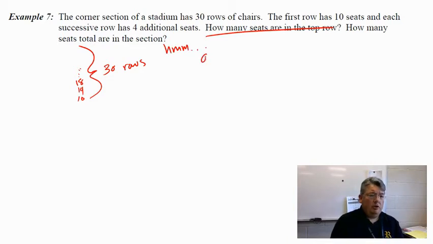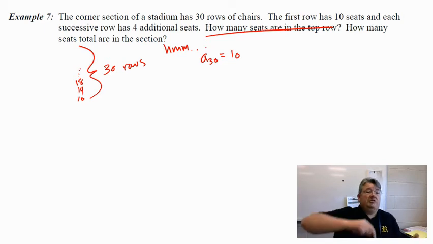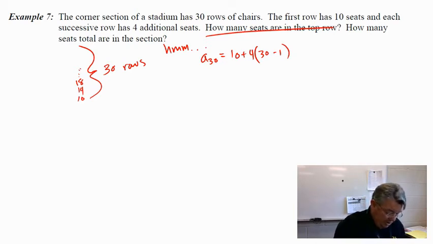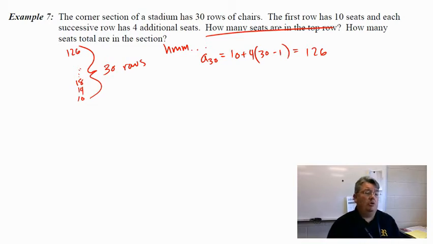I'm looking for the 30th term. Well, the 30th term is going to be the first term, which is 10. Oh, by the way, we know this is arithmetic because it's adding 4 every time. So the difference is 4 times n minus 1, and n is 30 minus 1. Hey, that's a calculator problem. 10 plus 4 times 30 minus 1. I typed that whole thing in. I didn't even do any in my head. And I get 126. So there's 126 seats in the top row.